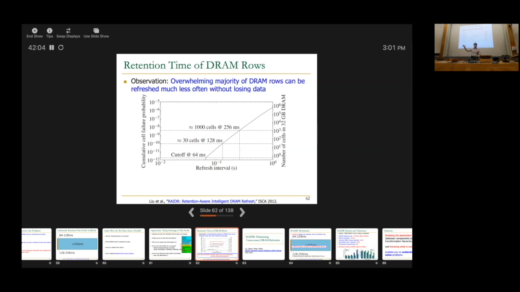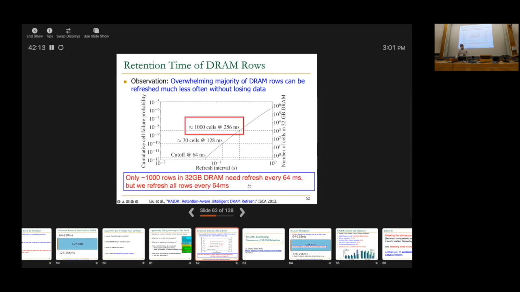That's the idea over here. Maybe the operating system can fix it. I don't know. So the question is, can we exploit this to reduce refresh operations at low cost? I already said this basically. Only 1,000 rows in a 32 gigabyte DRAM we need to refresh every 64 milliseconds, but we refresh all rows every 64 milliseconds. So if you see a picture like this, then you should question. Say, okay, maybe I can do better.